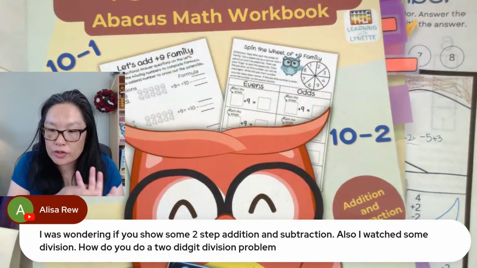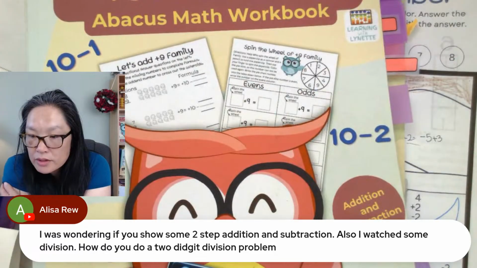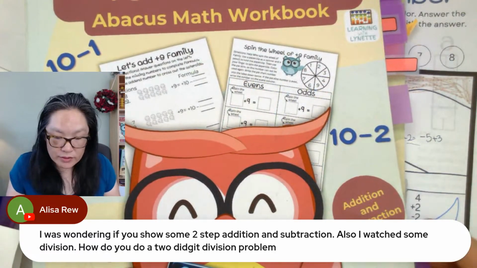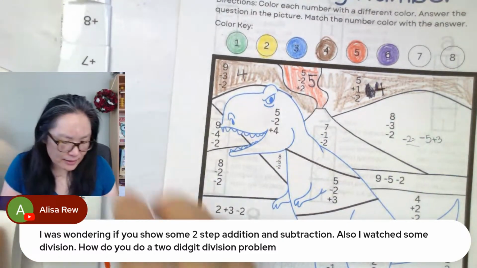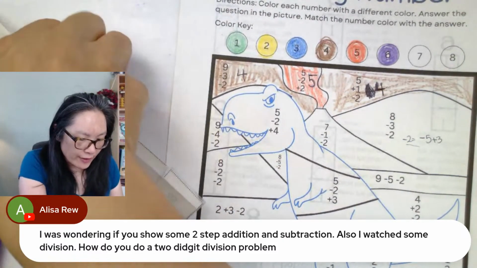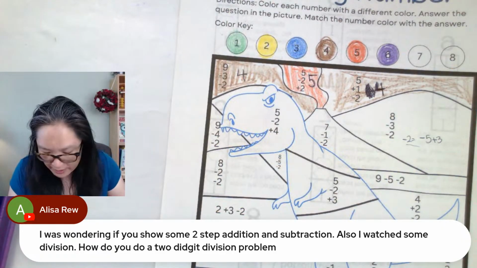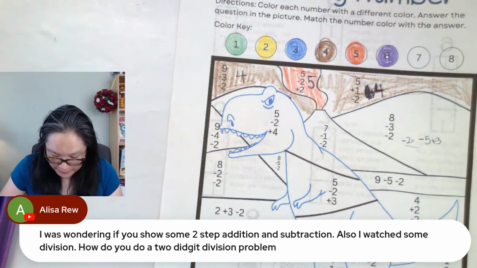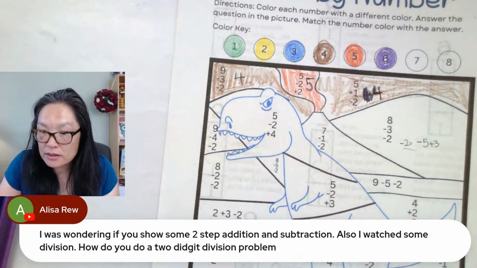I was wondering if you could show the two step. I also watched some division, how you do two division problems. Okay, not a problem, let's do that. I'm still trying to figure out the whole thing, but the biggest thing was trying to get people interested because not many people know what an abacus is.